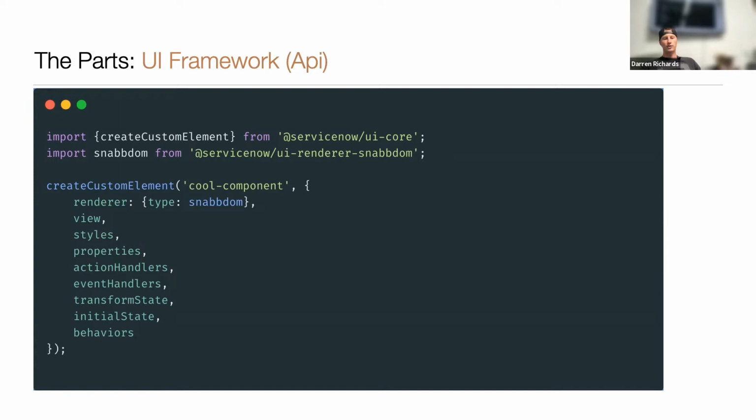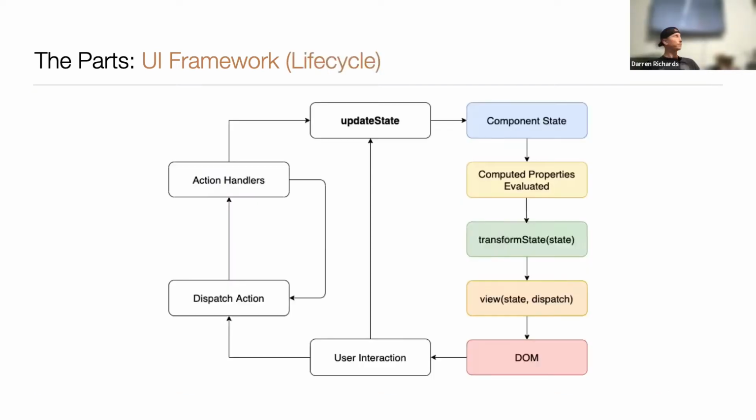Transform state is just a way for you to process state before it ends up in your component view. We'll see that in a minute. Initial state is preloading or priming your component with some initial state. And behaviors, we won't really touch on that today, but it's a way for you to build reusable behavior to share and use on multiple components. And then the second thing in there is the view, and this is where you write a function that essentially returns JSX that'll end up as your DOM.